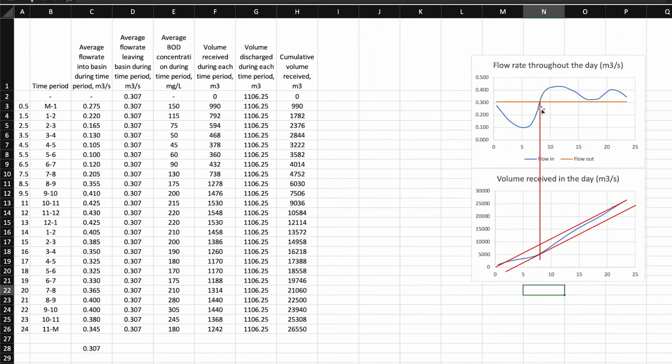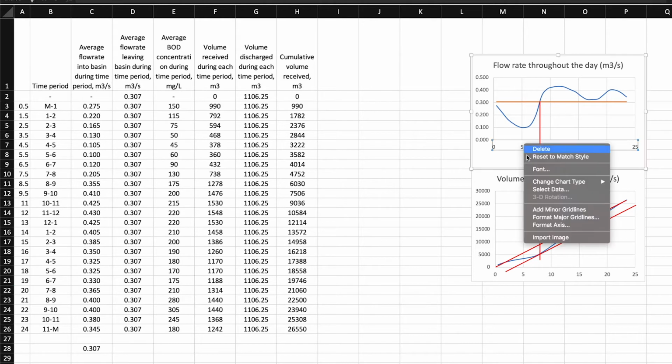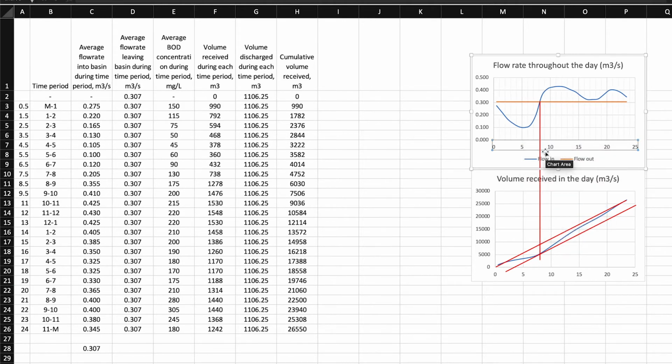Now you can see that the place where the flow in and the flow out rates cross falls somewhere between 8 and 9 a.m. So sometime between 8 and 9 a.m. the tank is going to be completely empty. Now we can create a column labeled the liquid volume in the basin at the end of each time period. So this is how much volume the basin actually has. Instead of starting at midnight like we did before with the volume received, we want to start at the time block between 8 and 9 a.m. So between 8 and 9 a.m. the tank is going to start filling up.